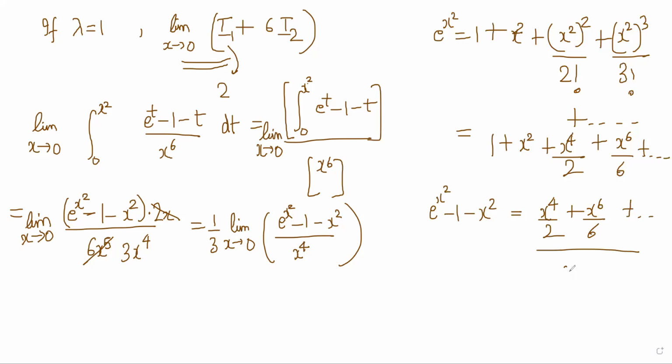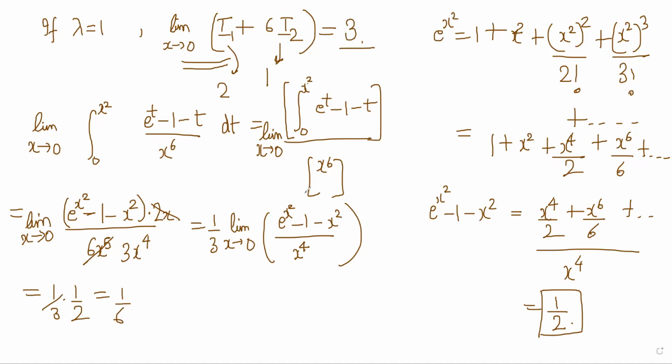And divided by x power 4, the limit will tend to be half, right? So this limit comes out to be half. So you get 1 by 3 into 1 by 2, which is 1 by 6. So I2 is basically going to be equal to 1. So the answer here is 2 plus 1, 3, right?